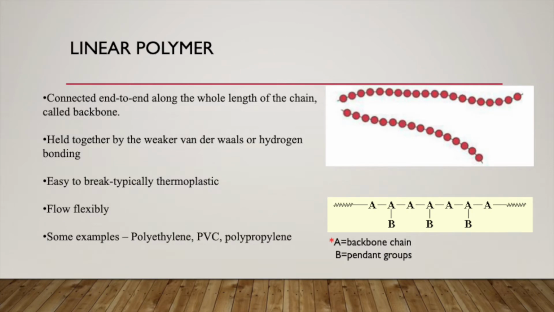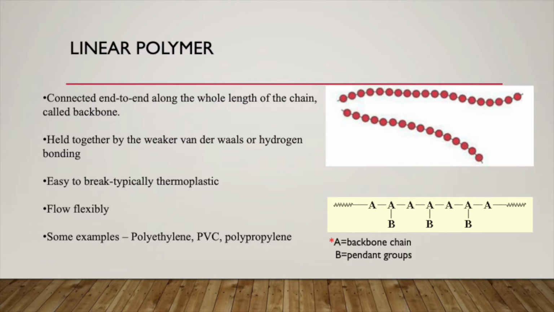A linear polymer is a polymer molecule in which the atoms are connected end to end along the whole length of the chain. This chain is called the backbone. The long chains are typically held together by the weaker van der Waals or hydrogen bonding. Since these bonding types are relatively easy to break with heat, linear polymers are typically thermoplastic.